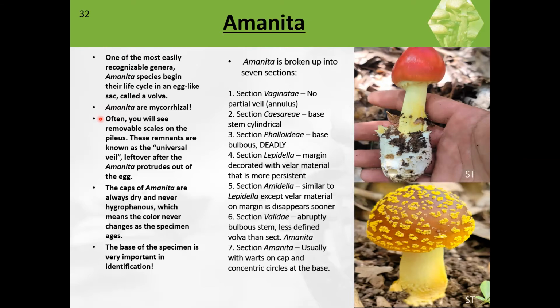These remnants are known as the universal veil, left over after the amanita protrudes out of the egg. So at the bottom of this picture right here, you see these beautiful golden flakes on top. Those are warts that I discussed earlier, right?